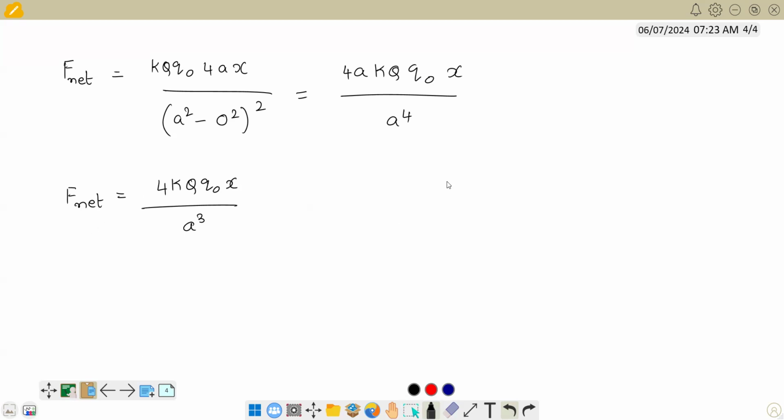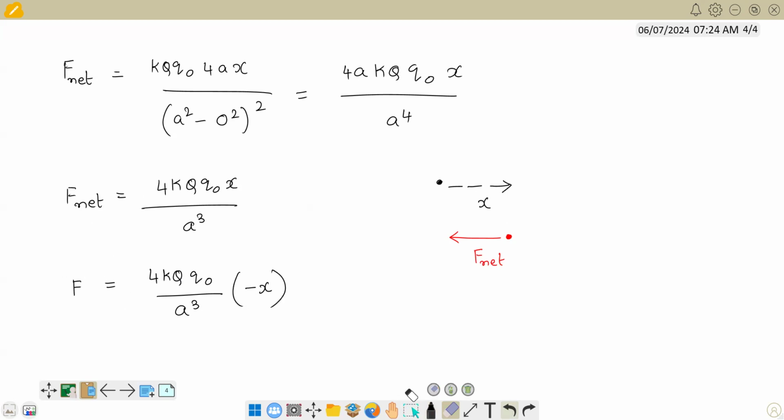But if I wanted to tell it vectorially, I have moved the particle to the right by x. So once the particle reaches here, the net force is acting towards left. So both are in opposite direction. So if I want to represent vectorially, I can write F vector is equal to 4k q naught by a cube into minus x. So its direction is opposite to the direction of displacement.